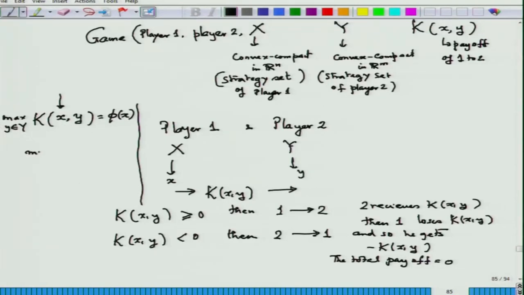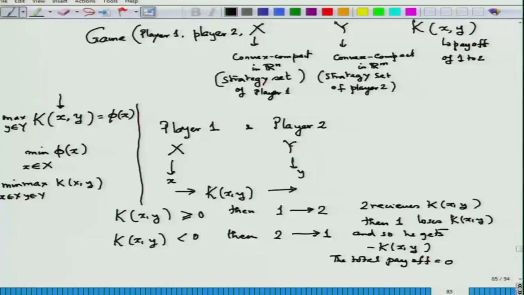So, what player 1 intends to do is to minimize this function phi. So, basically player 1's problem is what is called a min max problem, minima over x, maxima over y of k x y. So, player 1 is actually running a min problem, this is his final problem. Let us see what player 2 does.